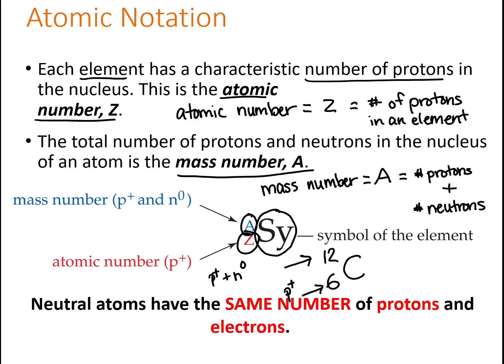In a neutral atom, the atom has the same number of protons and electrons. So if you know how many protons there are, then you know how many electrons there are.